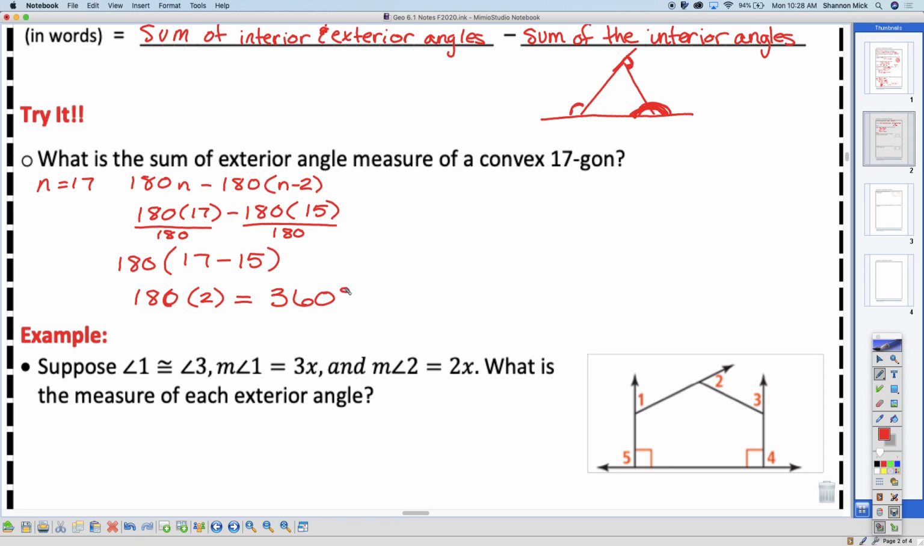Isn't that a lot easier than doing times 17 and times 15 and then subtracting them? Yeah, because 180 times 17 is 3,060, and 180 times 15 is 2,700. And when I do that, I still get 360, right? I don't want to multiply those, do you? No. Do you see what we did here? If you do this, it will make your multiplication much easier.